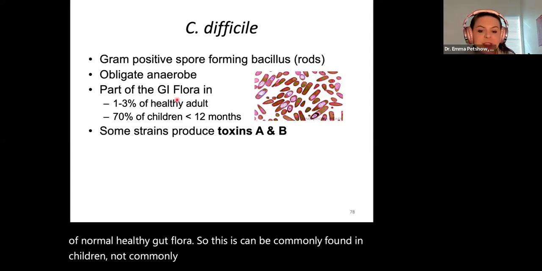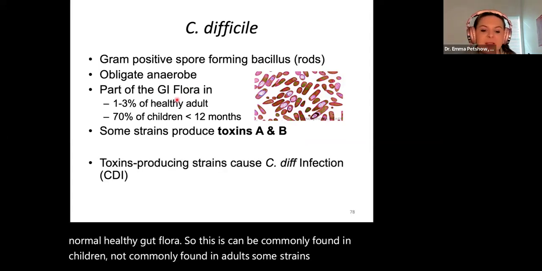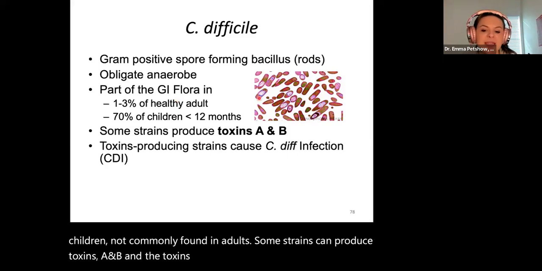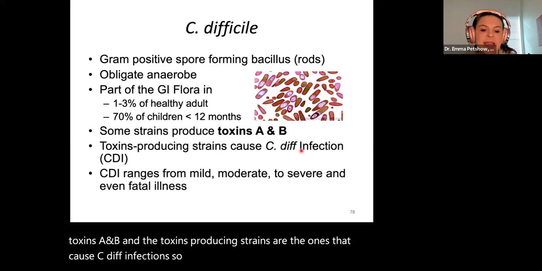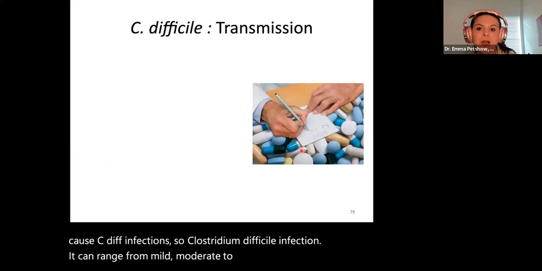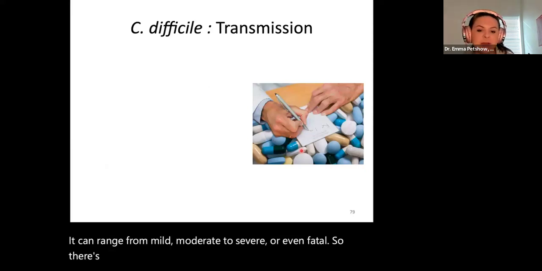Some strains can produce toxins A and B, and the toxin-producing strains are the ones that cause C. diff infection, so Clostridium difficile infection. It can range from mild to moderate to severe, or even fatal. So there's a broad range in clinical presentation.